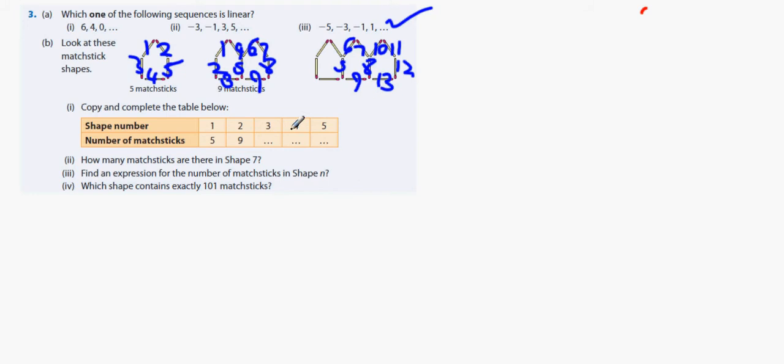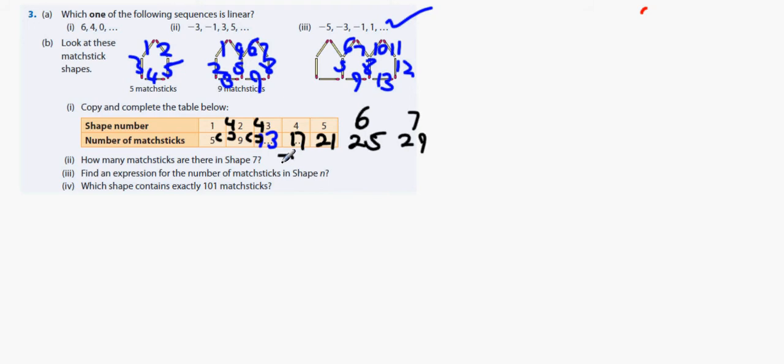Okay. Now what we can see is it goes up by 4. The next one goes up by 4. The next one should be 17, and the one after that should be 21. Just because it goes up in fours. So therefore the 6th one should be 25, and the 7th one should be 29. So the answer for shape 7 should be 29.